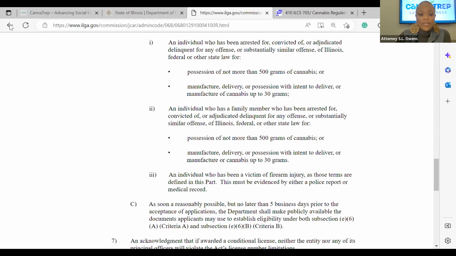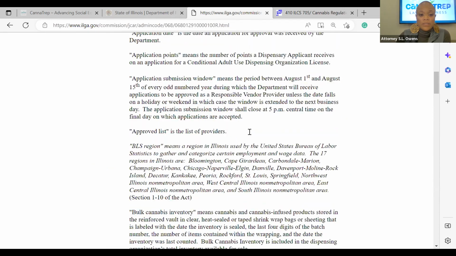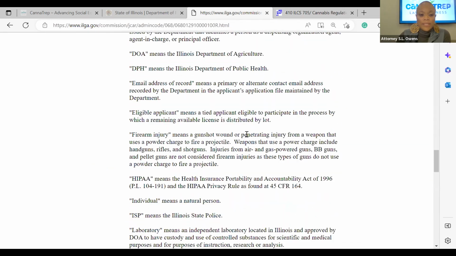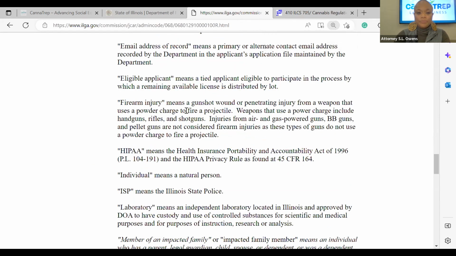So I would look to see if they have a definition of firearm injury under definitions, just to make sure I'm touching my bases. Firearm injury means a gunshot wound or penetrating injury from a weapon that uses a powder charge to fire a projectile. Weapons that use a powder charge include handguns, rifles, and shotguns. Injuries from air and gas-powered guns, BB guns, and pellet guns are not considered firearm injuries, as these types of guns do not use a powder charge to fire projectiles. So to answer your first question: yes, so long as it is a gunshot wound from a weapon that uses a powder charge to fire a projectile, like a handgun, rifle, or shotgun. That's your first question.